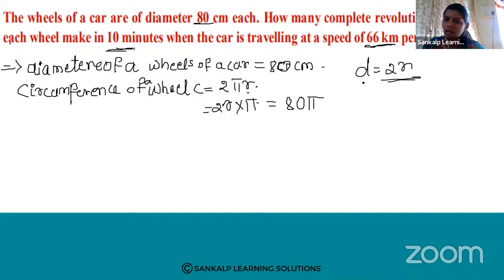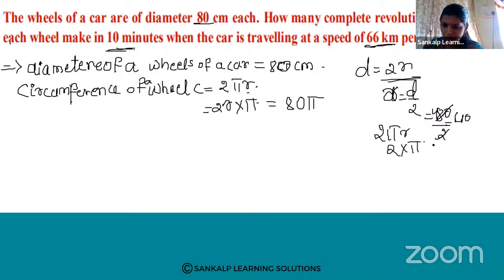Or you can do it this way: R is D divided by 2. So D is 80, 80 divided by 2 that is 40. So 2 pi R is 2 into pi into 40, and 2 into 40 is 80 pi only. Right? So 80 pi is the circumference of the wheel.